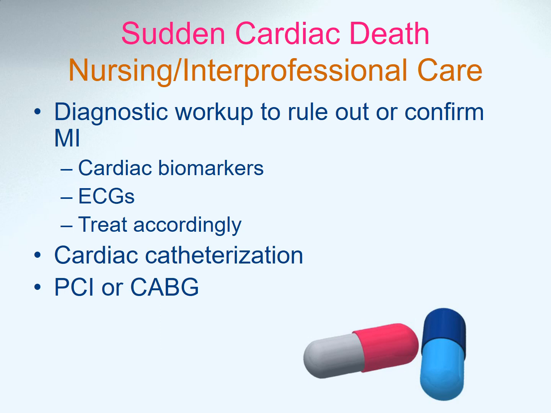People who survive an episode of SCD require a diagnostic workup to determine whether they have had an MI. Serial analysis of cardiac biomarkers and EKGs are done, and the patient is treated accordingly. In addition, because most persons with SCD have CAD, cardiac catheterization is done to determine the possible location and extent of the coronary artery occlusion. PCI or CABG surgery may be indicated.